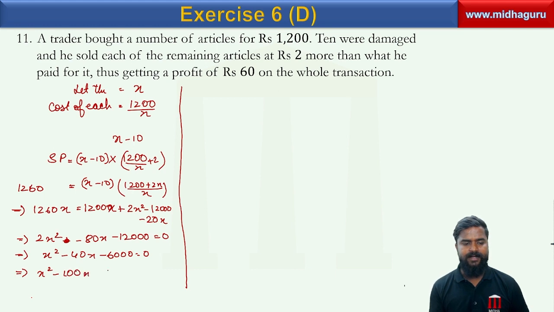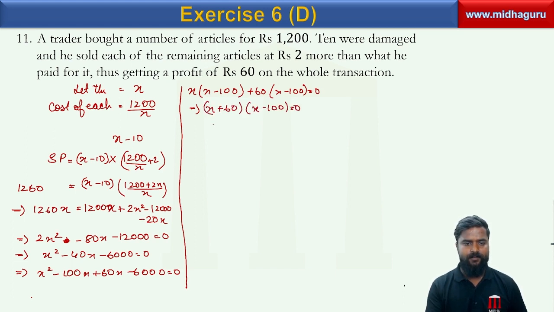So we'll write minus 100x plus 60x minus 6000, because minus 100 plus 60 gives us minus 40 and multiplying them gives minus 6000. We take x as common, I get x minus 100. Then I take 60 as common, again I get x minus 100. So taking x plus 60 as common, we multiply it by x minus 100, we get 0. So x is either equal to minus 60 or x is equal to 100.